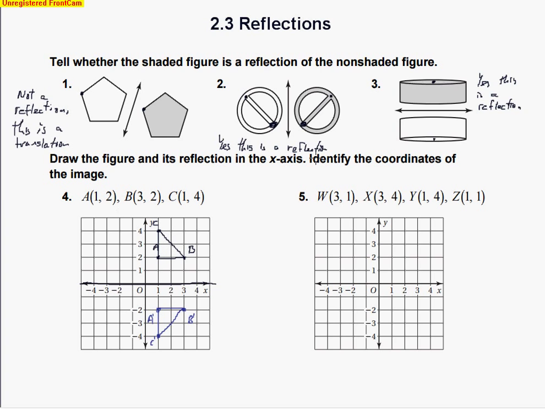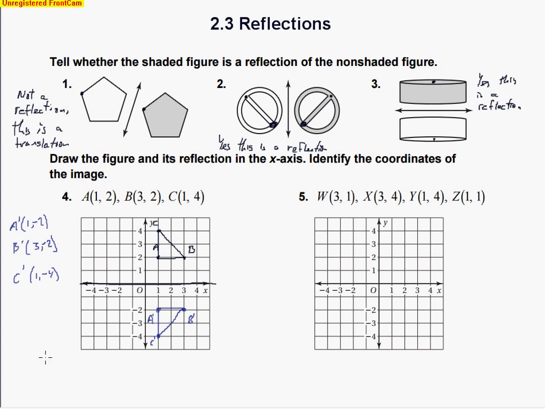Then they ask us to identify the coordinates of the image. So A prime is going to end up being the same distance over in the x direction, but this time down. So it's going to be 1, -2. And notice B prime, same thing. We see that it is the same distance over, but just down. So it's 3, -2. And then C prime, the same sort of thing. 1 space over, 4 spaces down. So notice that every time when we look and compare these points, when we go from A to A prime, the only part that changes is the y component. The x component stays the same.